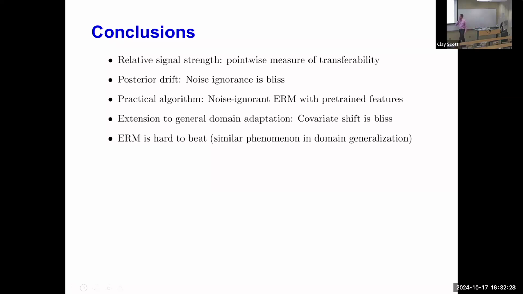Yeah, there's a phenomenon that's been observed in other distribution shift problems, which is that ERM is hard to beat, right? So we observe that here. It's also been observed in a problem called domain generalization. I don't know, it's somewhat a recurring theme.